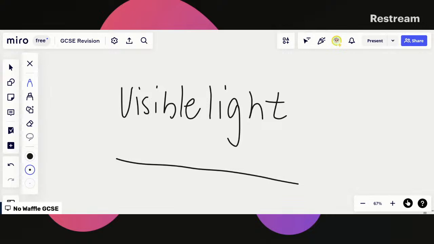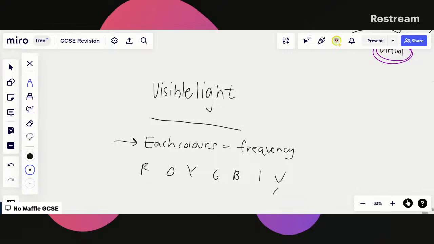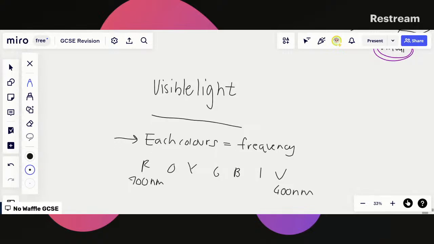So each colour has its own narrow frequencies. When we're talking about the different colours of visible light, each colour has a different frequency. And it's actually a range of frequencies, not just specifically one. For example, violets range from 400 nanometers and reds go to 700 nanometers. So we have the colours of the rainbow: red, orange, yellow, green, blue, indigo, violet. Violet's wavelength is 400 nanometers, but red's wavelength is 700 nanometers.